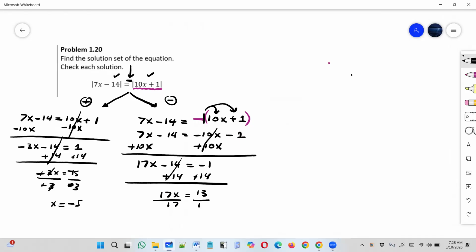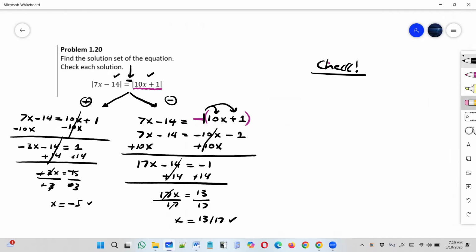Always make sure that you have not made a mistake somewhere, especially if these numbers are weird, like they are right now. So we can check our work. Let's check our work right now. So -10x minus 1, that looks okay. Add 10x to both sides. I got 17x minus 14. This is -1. Add 14 to both sides. That cancels. 17x equals 13. Divide everything by 17. And that looks good. So they're both good, but they have to be checked. We cannot just go ahead without checking.